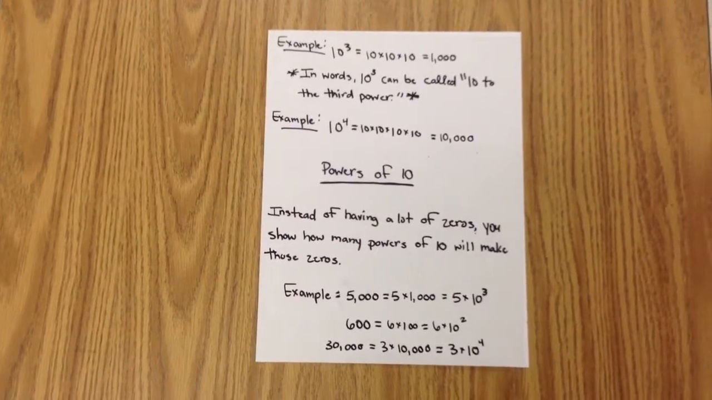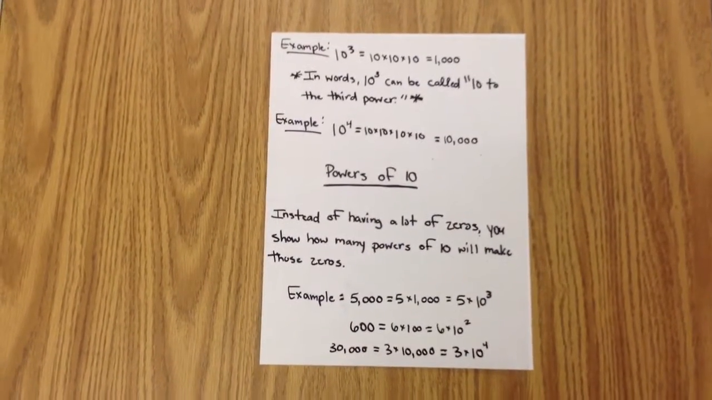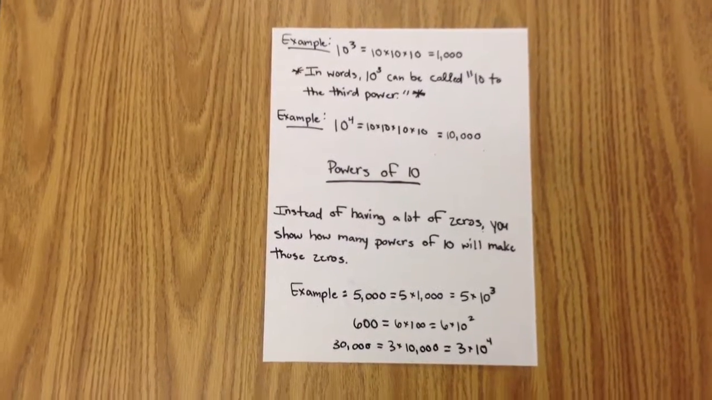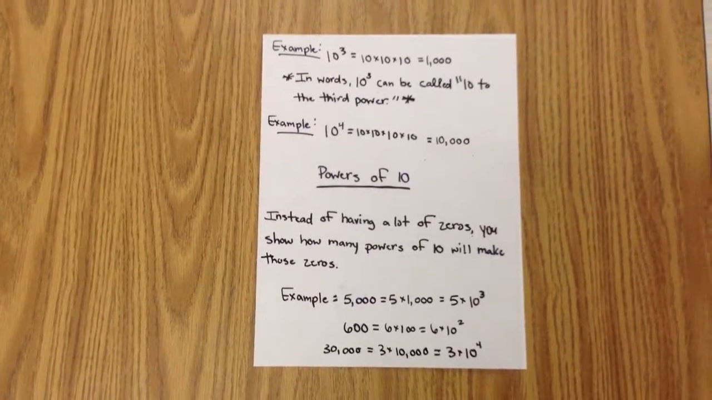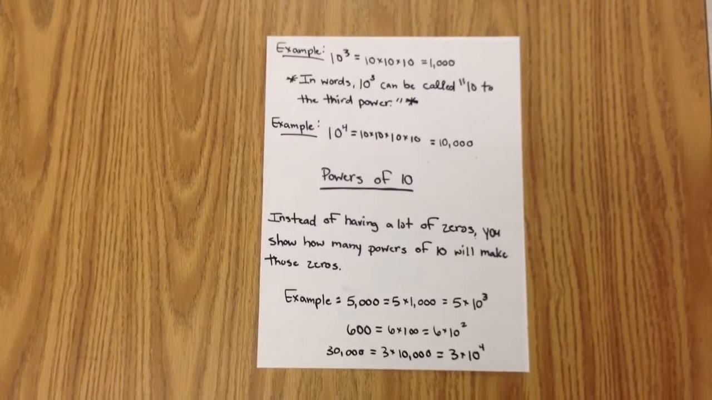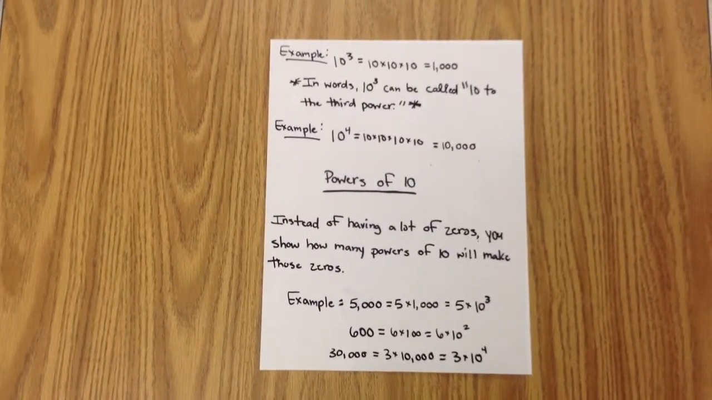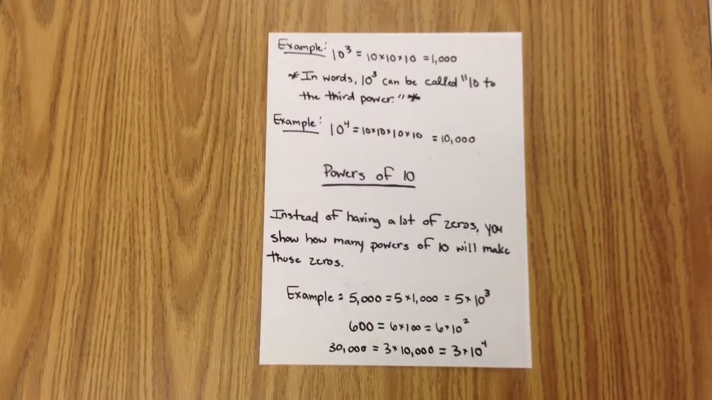Same thing with 30,000. 30,000 can be written as 3 times 10,000, and I can replace the 10,000 section with 10 to the fourth power. 3 times 10 to the fourth power equals 30,000.